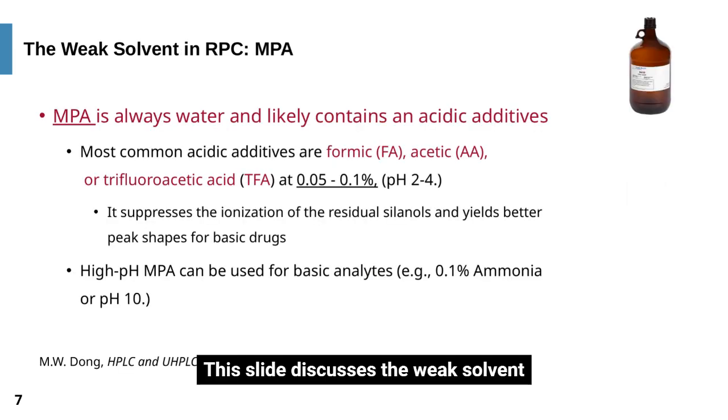This slide discusses the weak solvent in RPC, MPA. MPA is typically water, often with acidic additives like formic acid, FA, acetic acid, AA, or trifluoroacetic acid, TFA, at 0.05 to 0.1% to suppress ionization of residual silanols and improve peak shapes for basic drugs. High pH MPA can be used for basic analytes.